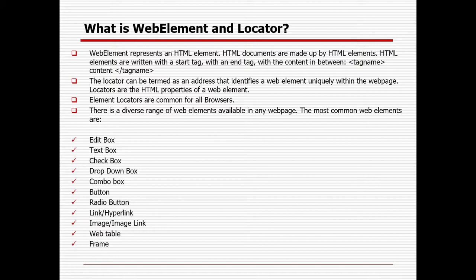There is a diverse range of web elements available in any web page. Whenever you are browsing any web page or any site you are navigating, you can find plenty of different types of elements. It can be an input box, a checkbox, a radio button, a drop down field, images, a hyperlink or link, a web table, a frame, or a combo box. So there are plenty of different web elements, but your objective is to identify those web elements with the help of element locator techniques, and after identification is done, we can perform the operation.